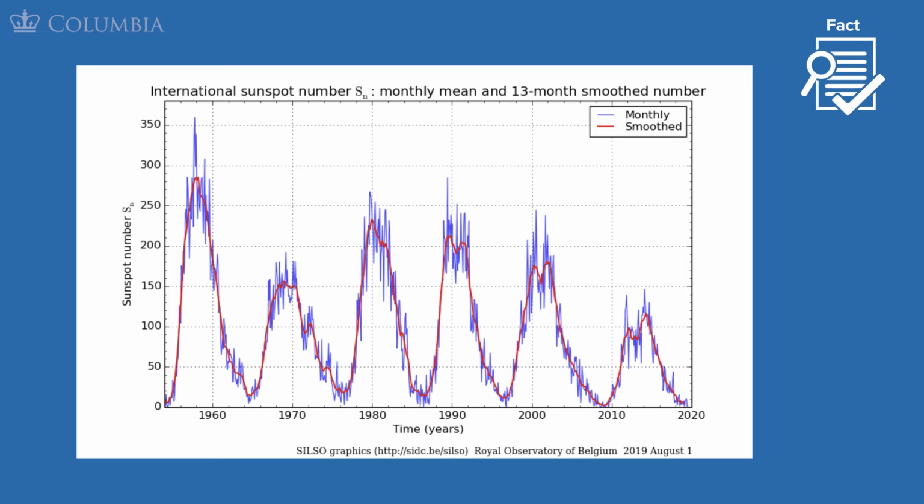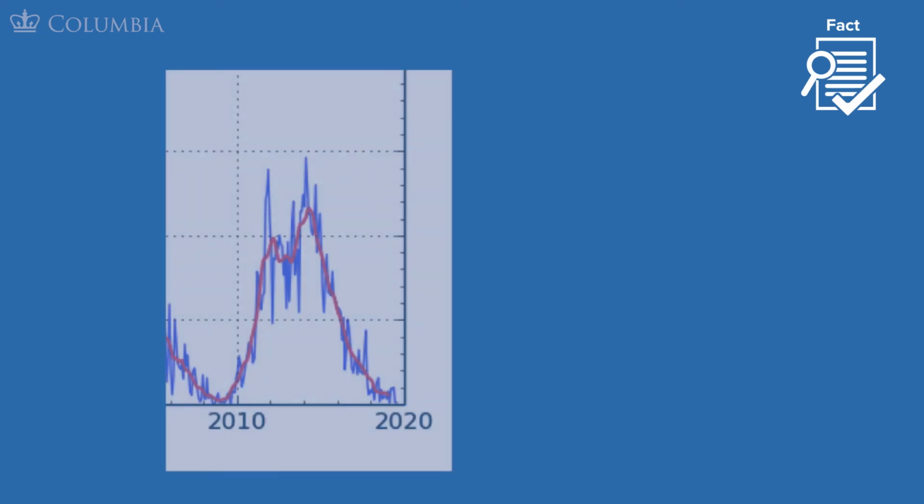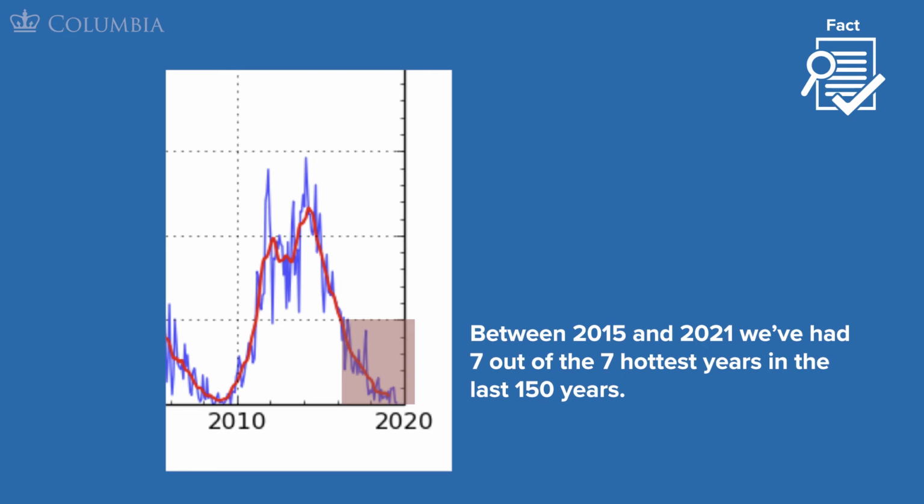If we look just over the last 70 years or so, we can see there are 6 of those 11-year cycles, and we see that the recent one, the one from 2010 to 2020, is by far the lowest. Indeed, it's been the lowest in more than a century. Fewer sunspots, even at the maximum, and no spots at all at the minimum. You would expect, therefore, since more spots means more energy, that the Earth would have been cooler during this period, whereas in fact, we've had 7 out of the 7 hottest years in the last 150 years.